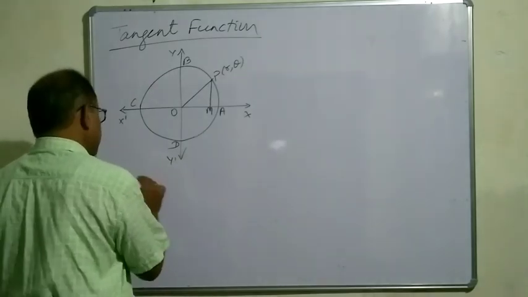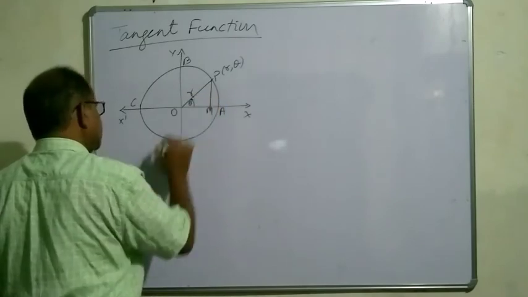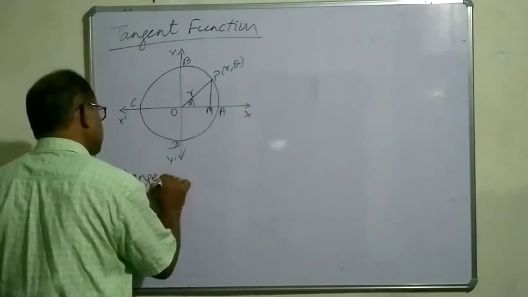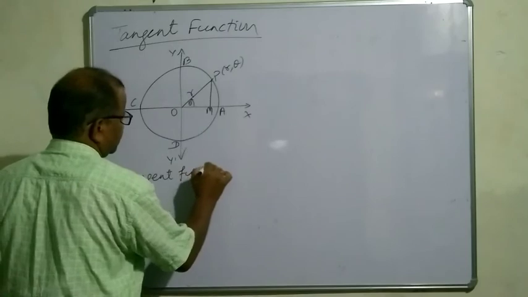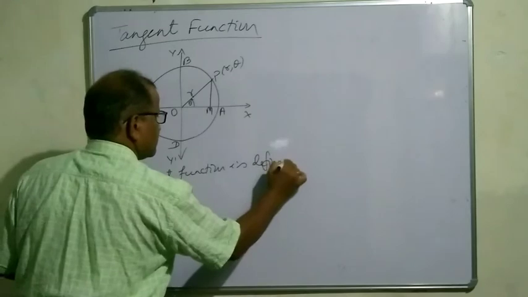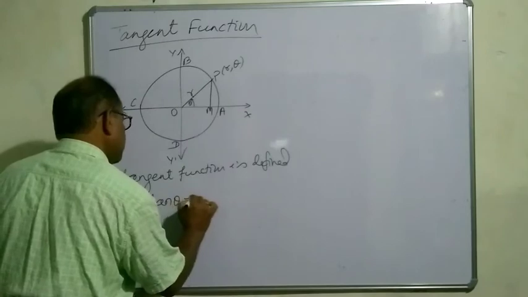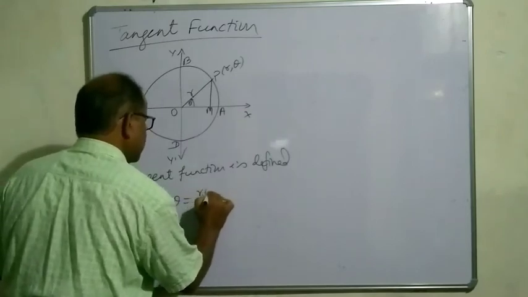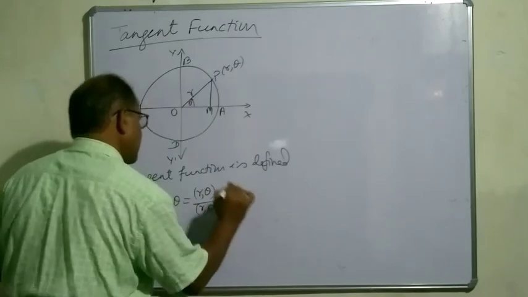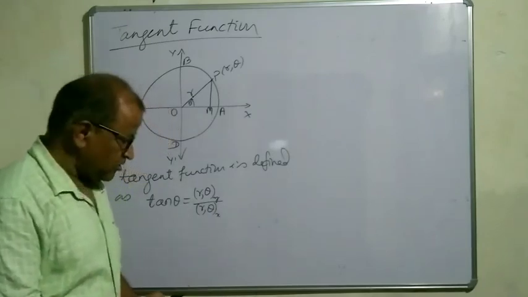Tangent of theta, that means this is r and this inclination is theta. The tangent function is defined as tan theta, which is equal to r sin theta by r cos theta, right? r sin theta by r cos theta. Yes, this is your tangent function.